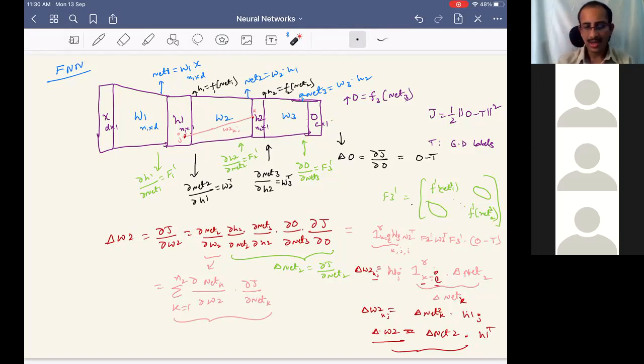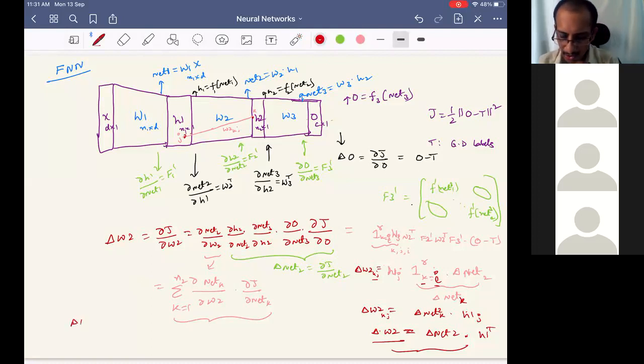Yes, sir. Can you hear me, sir? Yes, tell. Sir, could you explain once more why the transpose came? Why does the transpose come? See, what is the dimension of W2? N2 cross N1. W2 is of dimension N2 cross N1.